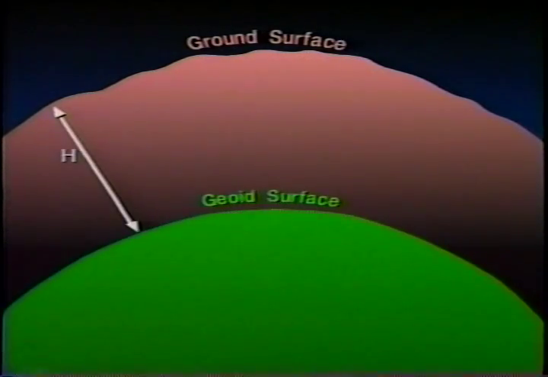On the screen, a ground surface is shown. For our present purposes, it has an elevation significantly above sea level. Now another surface is added. It is the surface of the geoid. Practically speaking, this is the surface that serves as the datum for elevations, in other words, mean sea level. The dimension between the geoid surface and our ground surface is labeled H. We commonly know this distance as elevation.